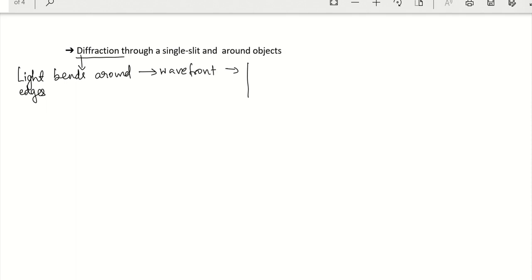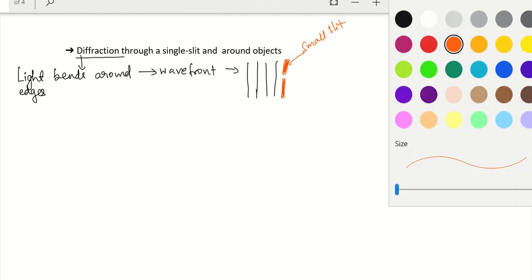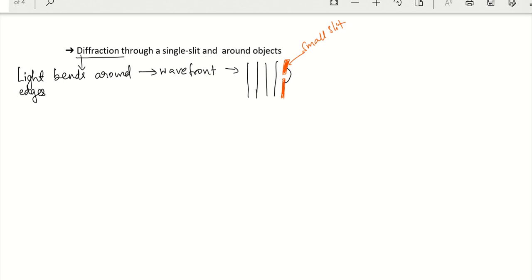Okay, so if you remember the wavefront, for example, you have these plane wavefronts. Okay, plane wavefront, and if you pass it through, let us say, a slit, this is a small slit, then in that case this will simply bend like a circular wavefront.